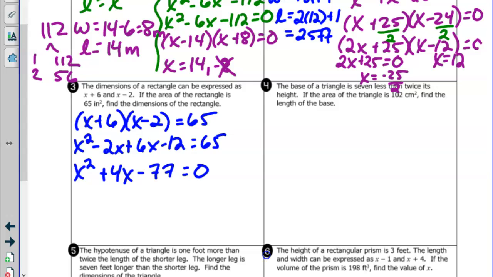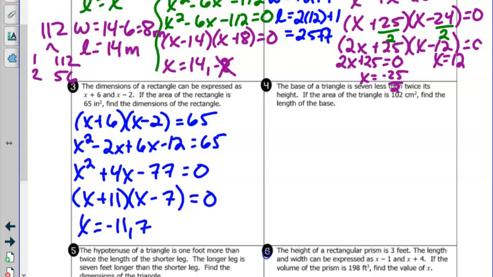Negative 77, that gets us a 4. 11 and 7. Very good, 11 and 7. Which one's negative? The 11. What are my two values of x then? Negative 11 and 7. Very good. I have to say 7 one more time. You're tired of saying 7? Yes. All right, which value makes more sense?